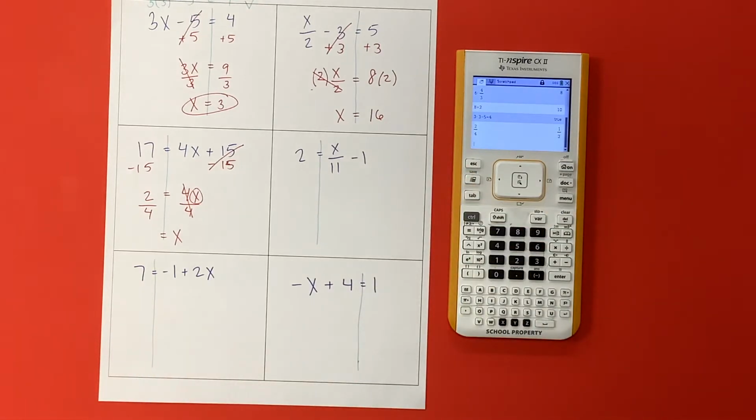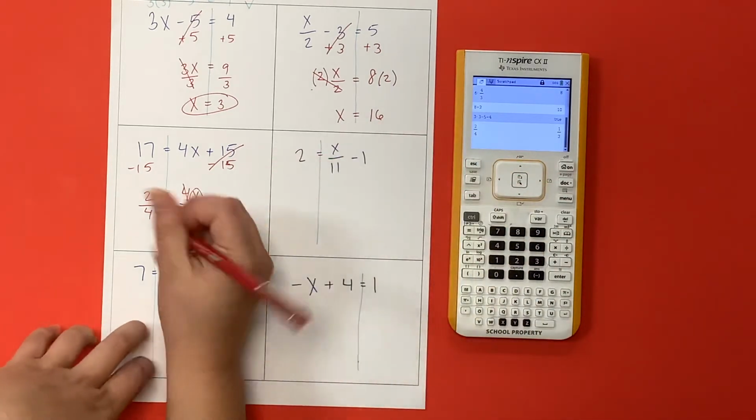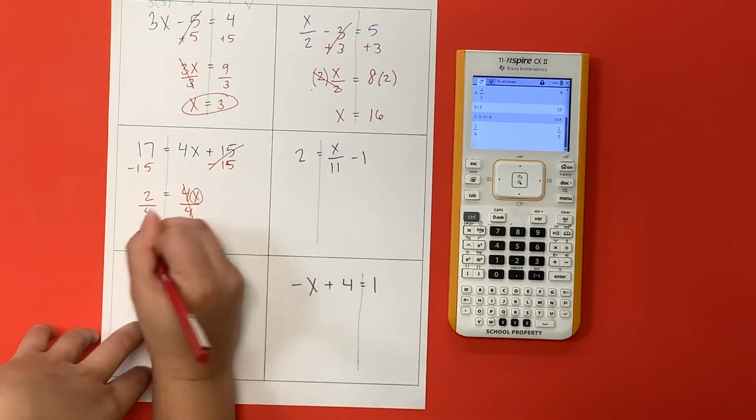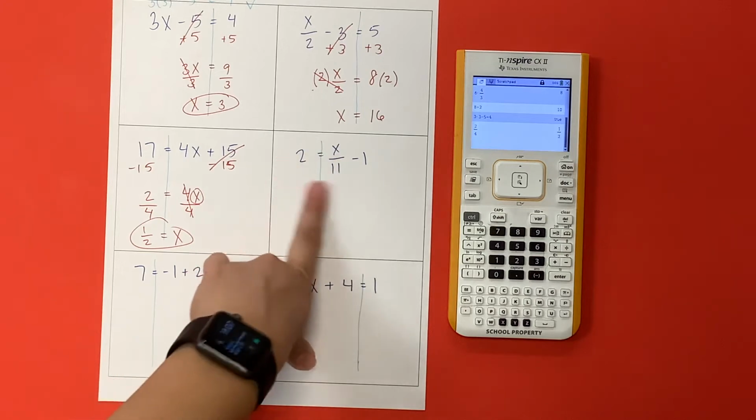If you knew that in your brain, that is great. However, you can always use your calculator to reduce fractions just like we did there. So it was 1/2 the whole time. X was 1/2. Let's move on to this one. This one is kind of arranged the same way.